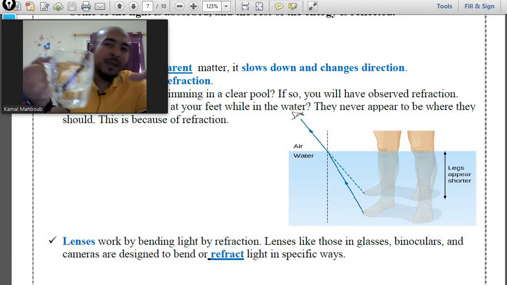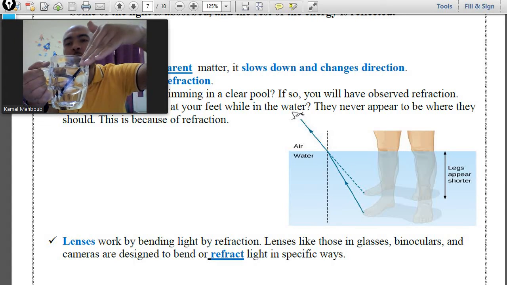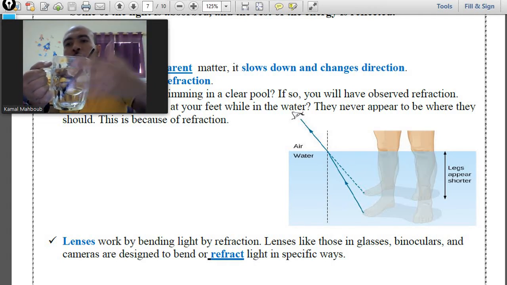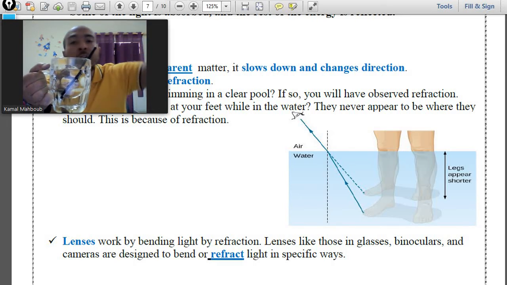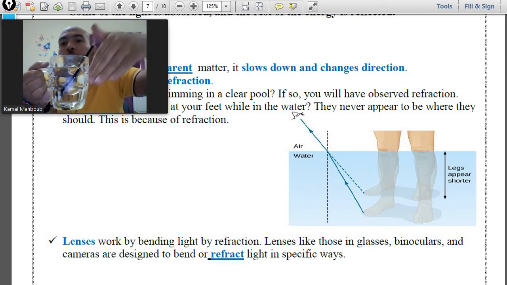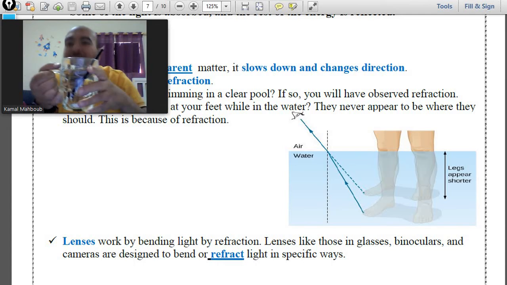At first, guys, when the light comes from the air and enters the water, it slows down. Why does it slow down? Because air is one material and water is another material. So when the light comes from one material to another, it bends like that. Like when you jump into the pool: you come from the air and enter the water with high speed, the water slows your speed down, and so you bend.